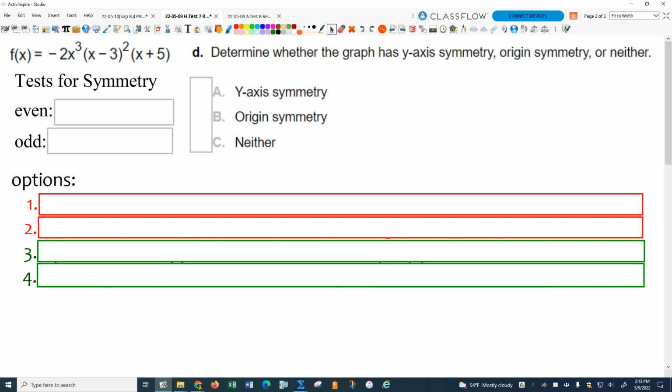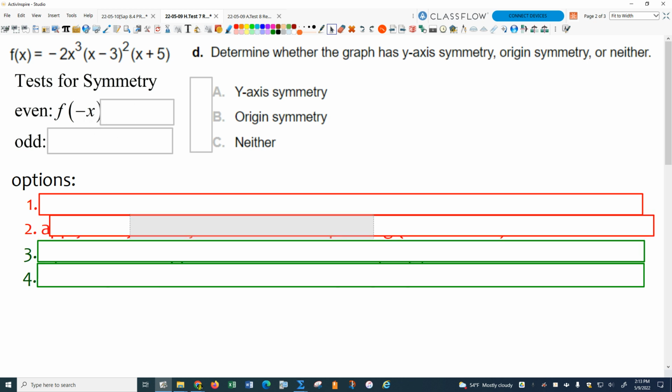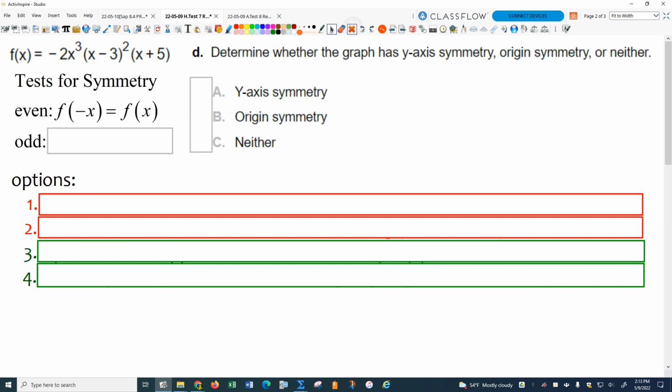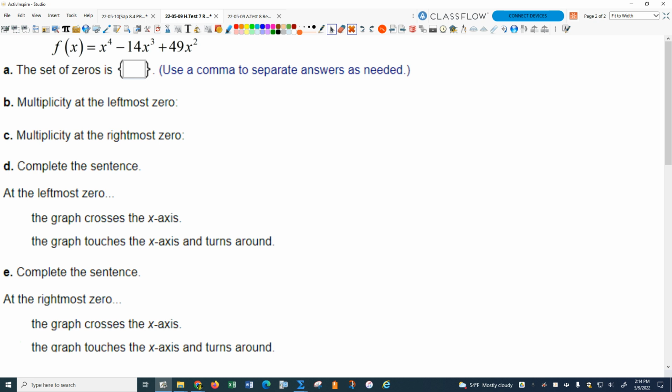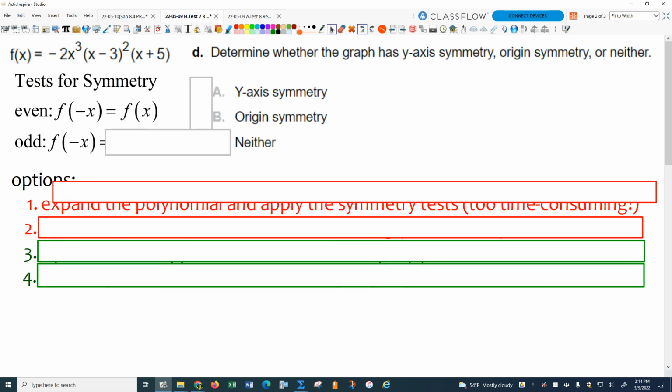Okay, first of all, what are our tests for symmetry? What's the even test for symmetry? f of negative x equals f of x. Okay, good. So f of negative x equals f of x. What's the test for odd symmetry? f of negative x equals negative f of x, the opposite of f of x.